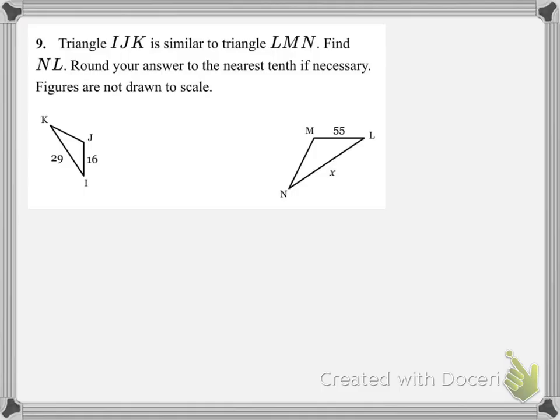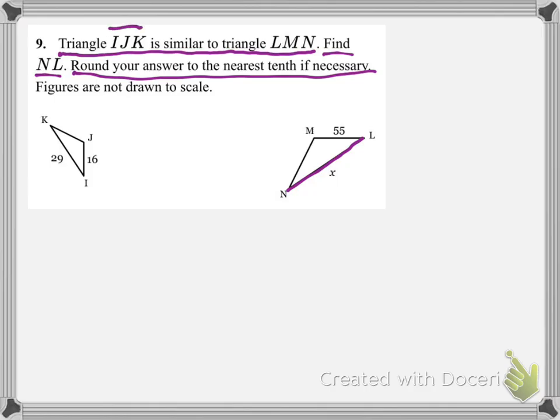All right, triangle IJK is similar to triangle LMN. Then they want us to find NL. Round your answer to the nearest tenth if necessary. Okay, so here's NL. Okay, that's X. Now, as you can see, the two shapes are not drawn the same direction. But take a look right here. Okay. Now, we have to find NL.